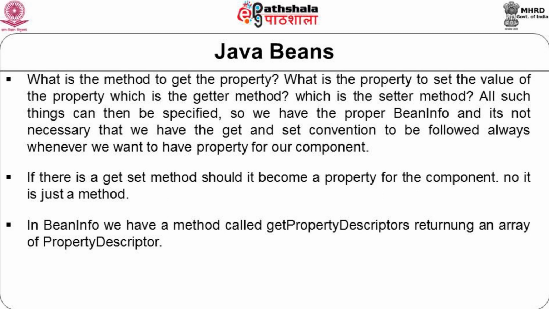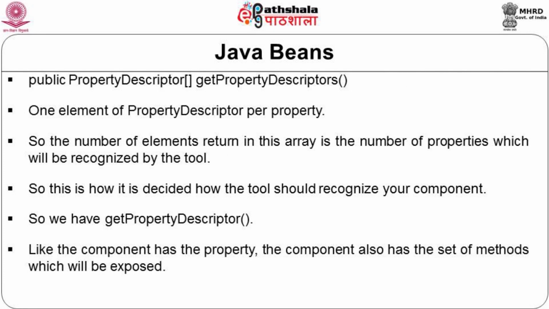Of course, if there is a get set method, should it become a property? No, it is this method called getPropertyDescriptors returning an array of PropertyDescriptor, one per property. So, the number of elements in this array is the number of properties which will be recognized by the tool. This is defining how the tool should recognize your component, how the tool deals with your component.